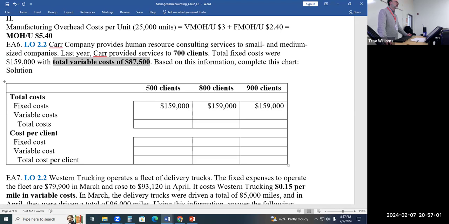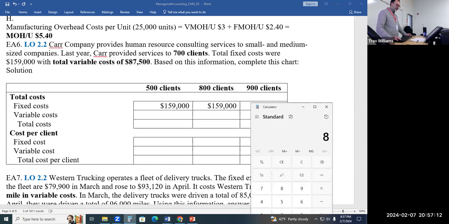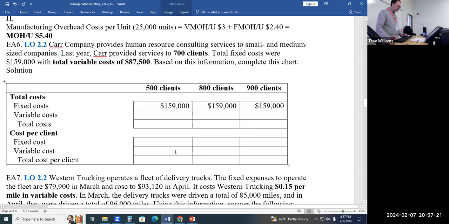If we know our total variable cost is $87,500, and that was based on 700 clients, we divide. That's it. See, the math is not hard. It's just knowing what to do that's hard, right? Okay, so that means our variable cost is $125 per client. And that stays the same. That variable cost per client stays the same at every level of production.